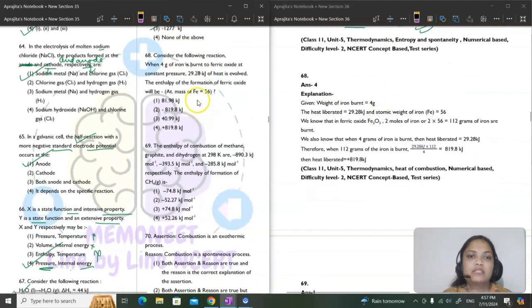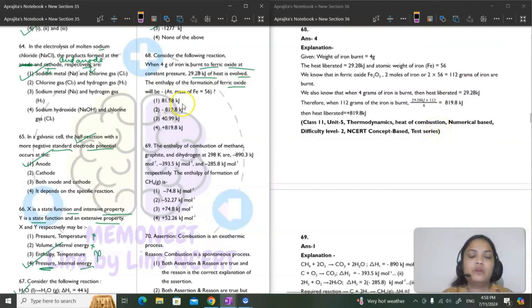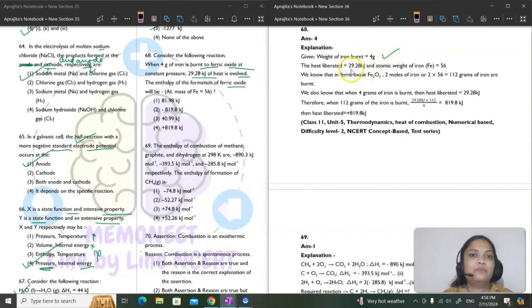Next is question number 68. Consider the reaction when 4 gram of iron is burned to ferric oxide at constant pressure. 29.28 kilojoule of heat is evolved. The enthalpy of formation of ferric oxide will be. So in this question, you have to tell the enthalpy of formation of ferric oxide. Okay. So what is the weight of iron burned? 4 grams, and the heat liberated is 29.28 kilojoule.